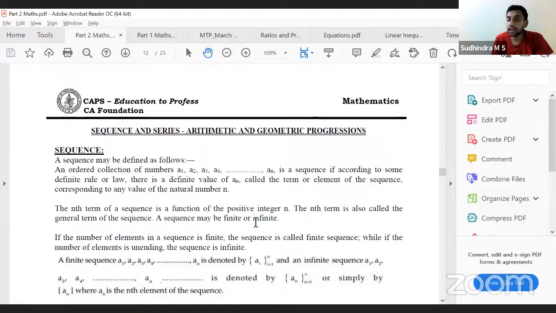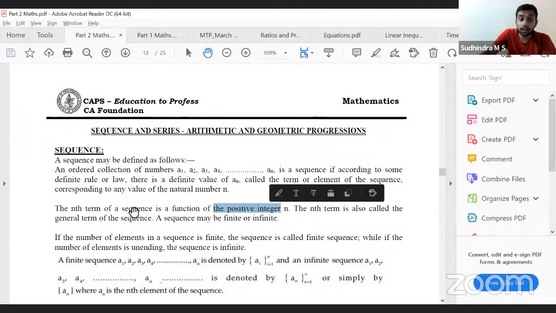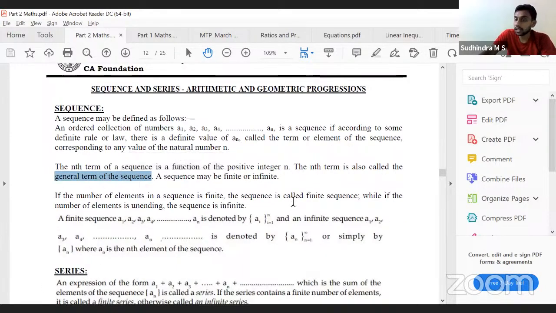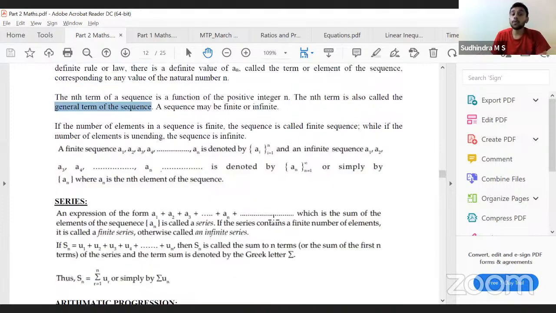It could be even numbers, odd numbers, squares, cubes, etc., based on a rule or law. The nth term of the sequence is called the general term of the sequence. The sequence can be finite or infinite based on the number of elements that it has. Now, if the sequence is expressed as a sum of all the elements, we call it a series, an expression of the form a1 plus a2 plus a3 and so on, which is the sum of the elements of the sequence. Again, based on the number of elements, it is a finite or infinite series.